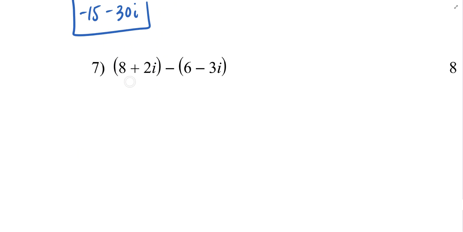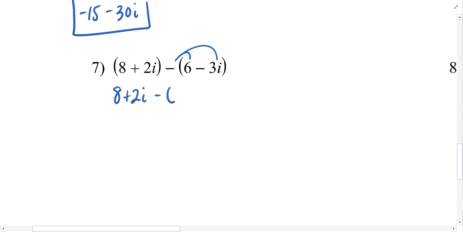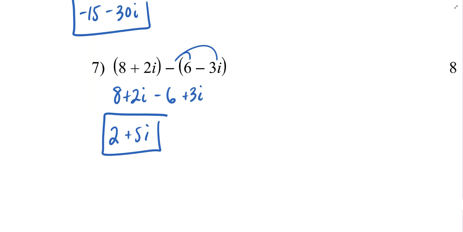With a problem like number 7, we should probably clear the parentheses and then combine like terms. So 8 plus 2i doesn't change, but this minus sign that's in front of this group technically distributes into both, much like a negative 1 when multiplied would. So we have minus 6 plus 3i. Now without any parentheses, we can combine our like terms. 8 and negative 6 combine to make 2, and 2i with 3i combine to make 5i. It is not 5i squared, remember, it's just simply 5i.